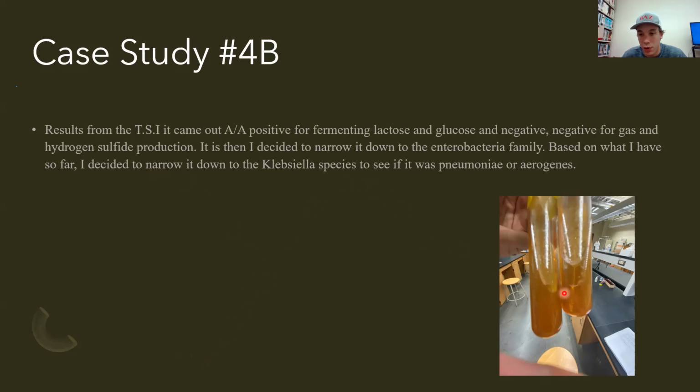After I got the results from this, I decided to narrow it down to the Klebsiella species, because both of them were A over A, did not produce CO2, and had no hydrogen sulfide production. On the left, this was the broth, and on the right, this was my pure culture, which I confirmed did not have any other bacteria.